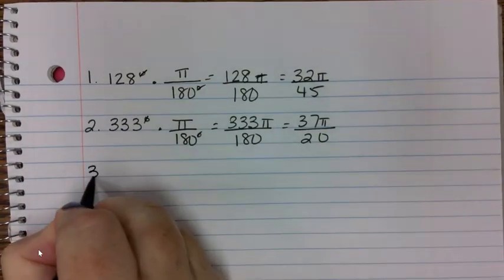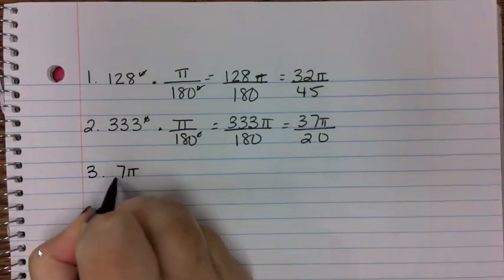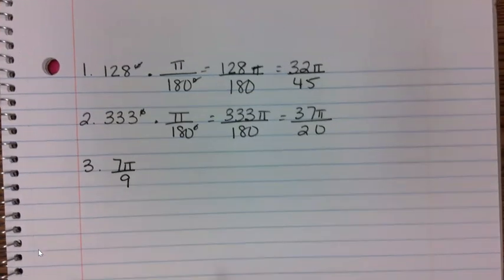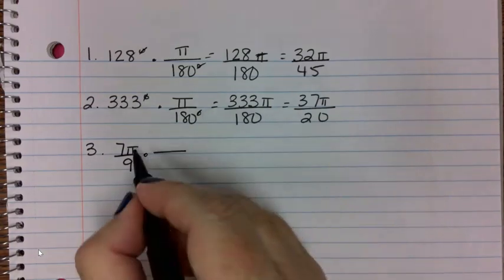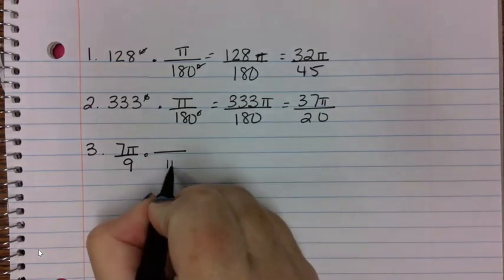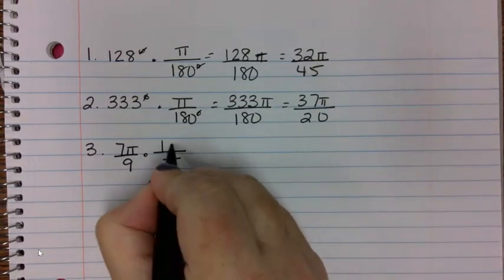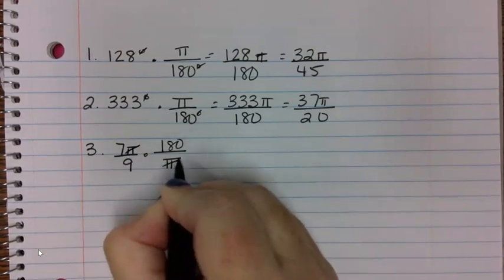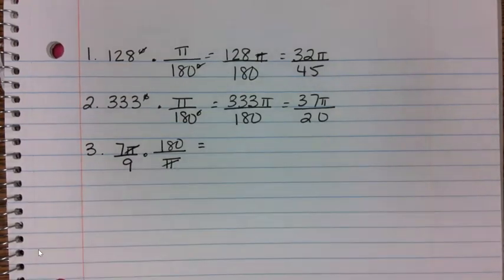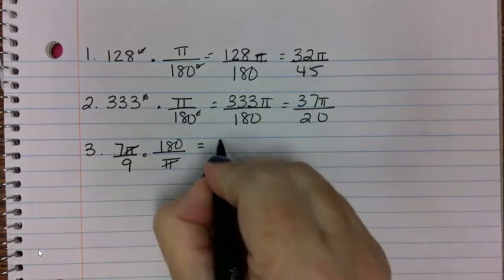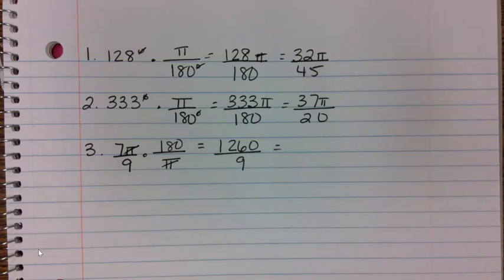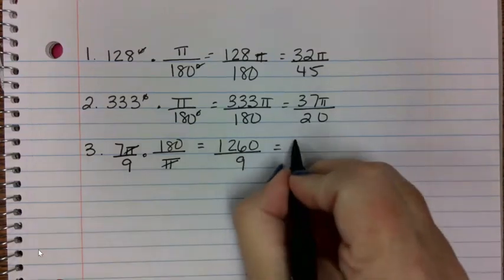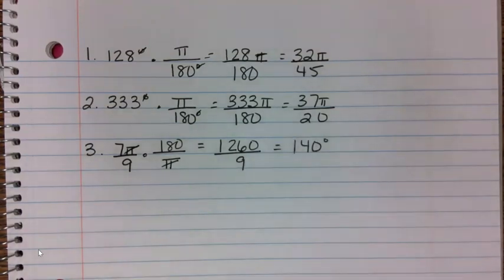Now number 3, they give us radians, and they want degrees back. So we're still doing the 180 and pi thing, but here I have pi on top, so this time pi goes on the bottom, and 180 here. So these cancel, and we get 7 times 180 is 1260, divide by 9, and we get 140 degrees.